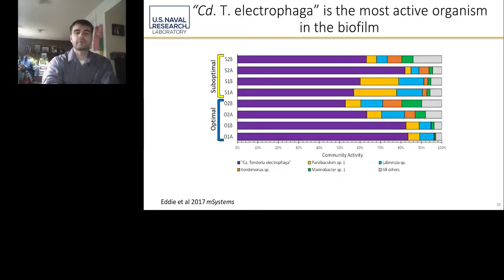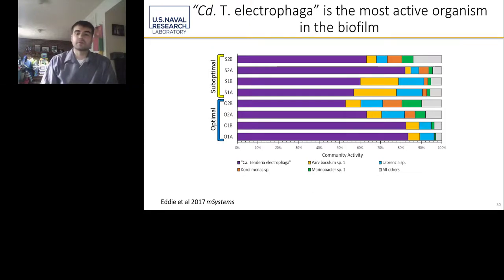And so then if we look at which organisms have the most RNA total in these reactors, we can actually see that Tenderia is the most active organism that's in our reactors. And this is really interesting because if we just look at the DNA, it only makes up around 1/4 of the DNA. But then if we look at the messenger RNA, it's around 3/4 of the messenger RNA.